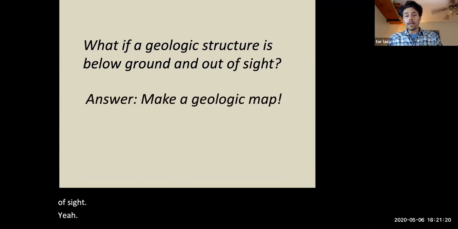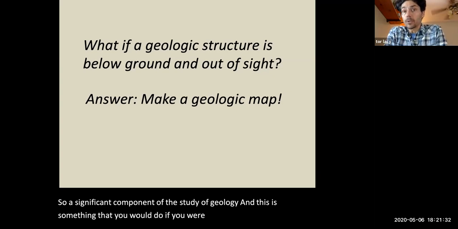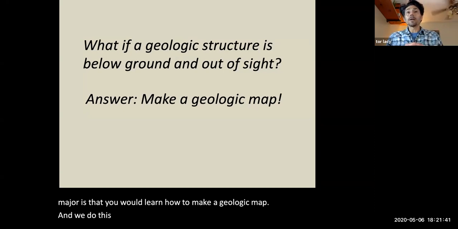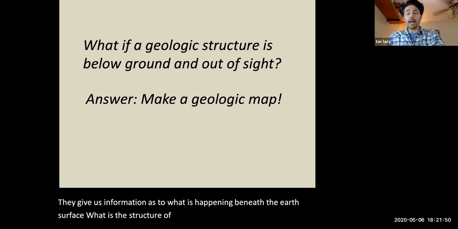And the answer is to make a geologic map. A significant component of the study of geology, and this is something you would do if you were an earth science or geology major, is that you would learn how to make a geologic map. We do this because they give us information as to what is happening beneath the Earth's surface. What is the structure of the rock below ground and out of sight?